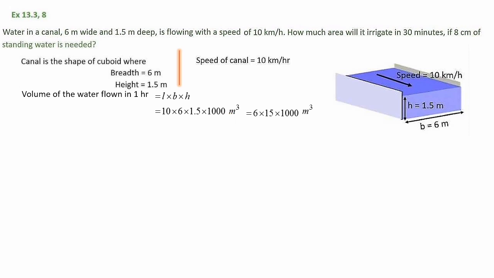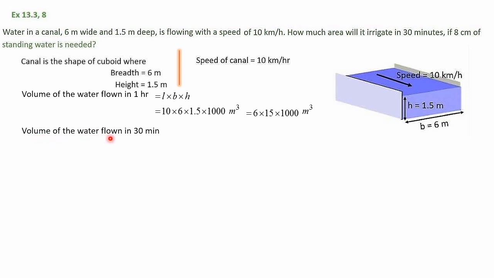Here, a little bit of calculation. As I said before, the number of decimal values we have to reduce. Here 1.5 is in decimal form. We can multiply this 10 and 1.5, and we will get the answer as 15. The remaining quantities, 6 and 1000, there is no problem. So this 1.5 and 10 we can take together and write as 15. The remaining quantities 6 and 1000 as it is we will keep. So 6 into 15 into 1000 meter cube. This is the volume of water flown in 1 hour.